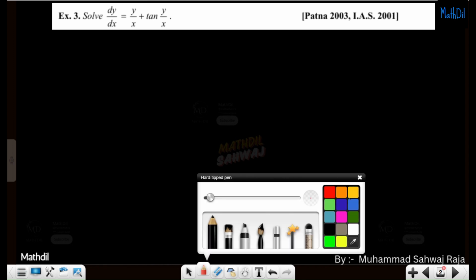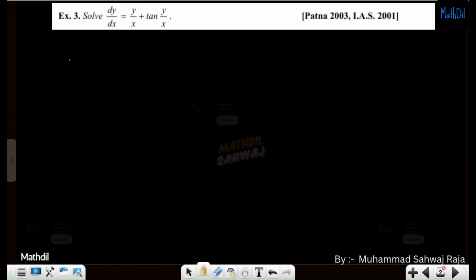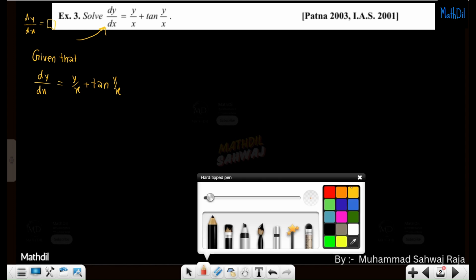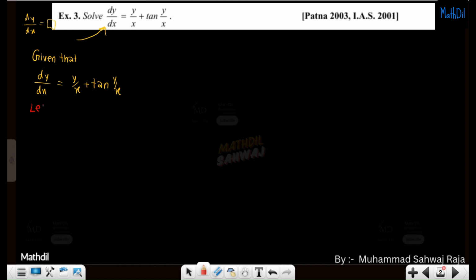As we know, at first we have to write the given equation in the form dy/dx equals something, and students, see, it is already of this form. So let's write it. Given that dy/dx will be equal to this one. Now what we have to do? We have to let y equal to vx, and let it be equation 1, and call the given equation A as usual.